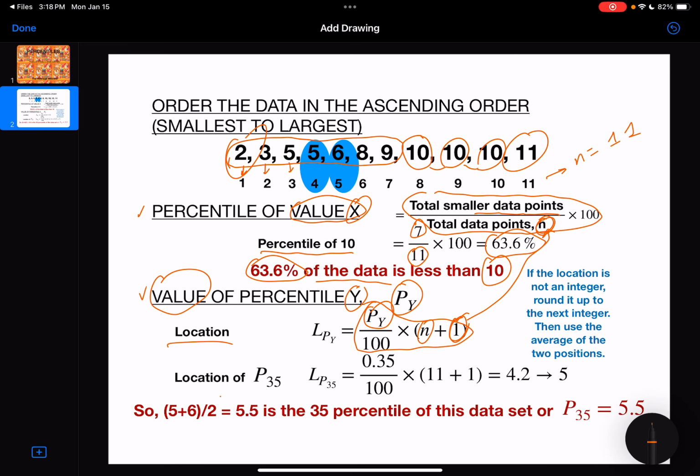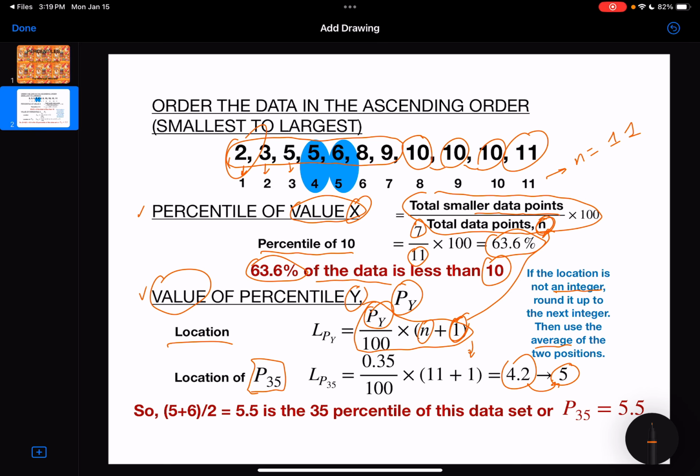So for example, finding the value that corresponds to the 35th percentile. First we want to find the location using the formula. The location is 4.2, which is not an integer. So in this case, if we're using the average method, we round 4.2 up to 5, so 5th.